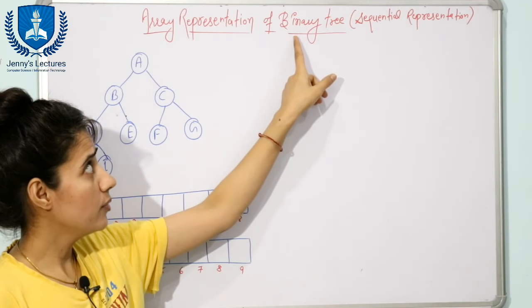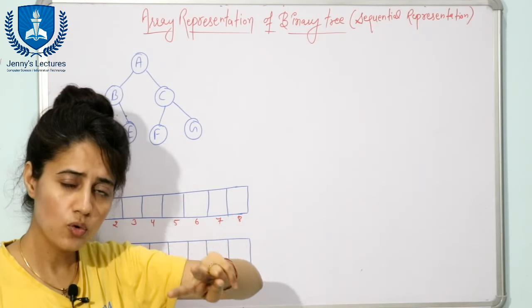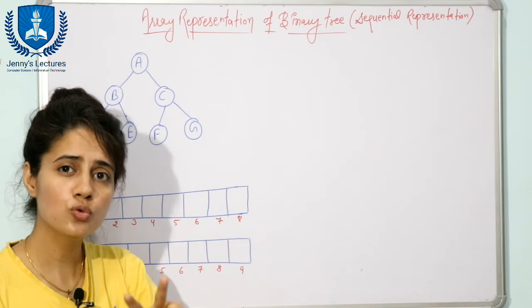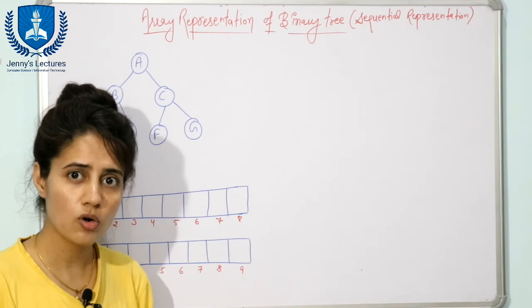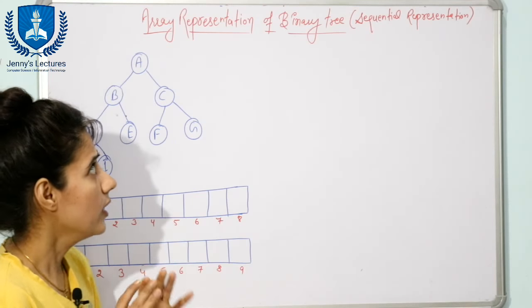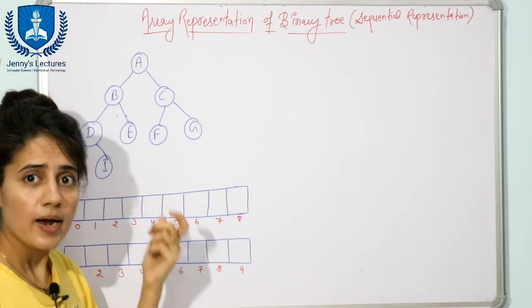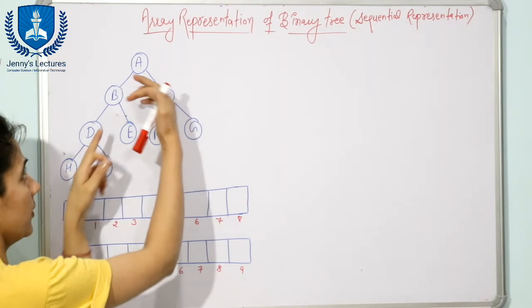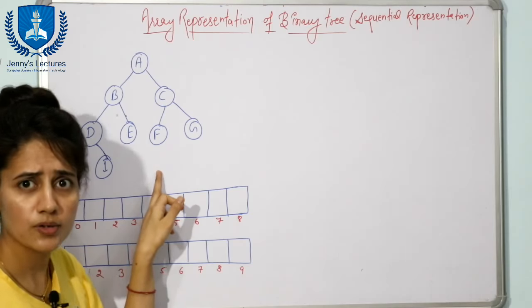Now I hope everybody knows what a binary tree is. See, binary means two. So a node can have at most two children, either 0, 1 or 2 children, not 3 children, at most 2 children. Now let us suppose this is a binary tree. This is a pictorial representation of a tree.